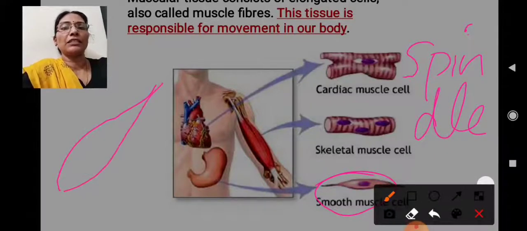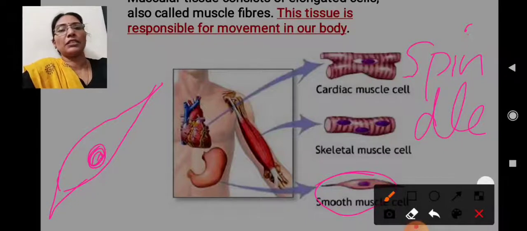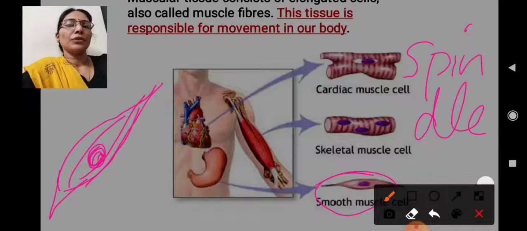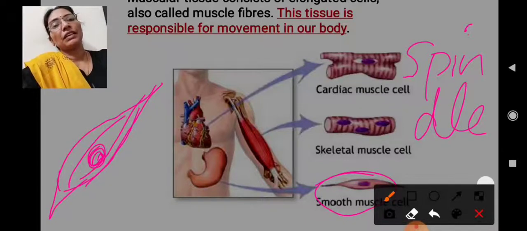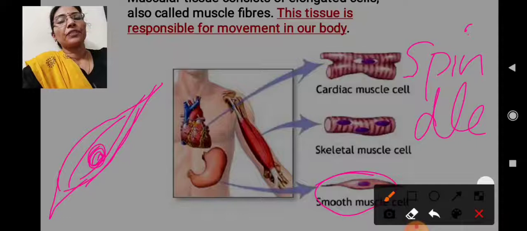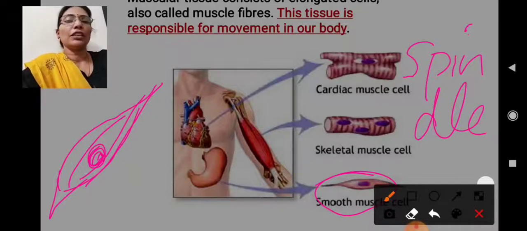They have a nucleus, uninucleated there. In the center there is a nucleus, and in this shape you can see these spindle shaped muscles. These cells contain only one nucleus, and they are elongated, spindle shaped. They are involuntary. They are also called smooth muscles. So their shape, their number of nucleus, their function, and their location.